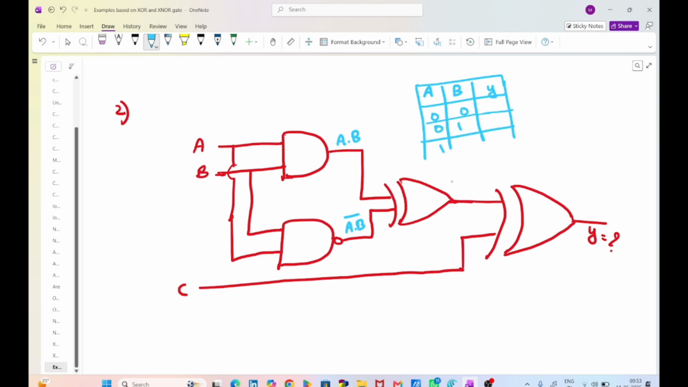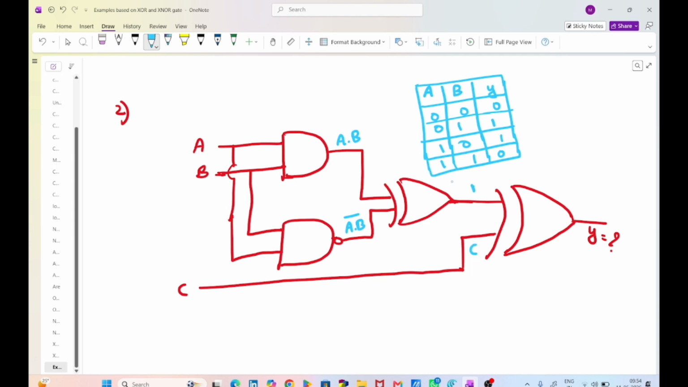0 0, 0 1, 1 0, 1 1. We know that in the XOR gate, when the input is 0 0, output is 0. When the input is 0 1, output is 1. When the input is 1 0, the output is 1. When the input is 1 1, the output is 0. You can see that when A dot B is 1, A dot B whole bar should be 0. And when A dot B is 0, A dot B whole bar is 1. Simply write here 1. I hope you understand that.